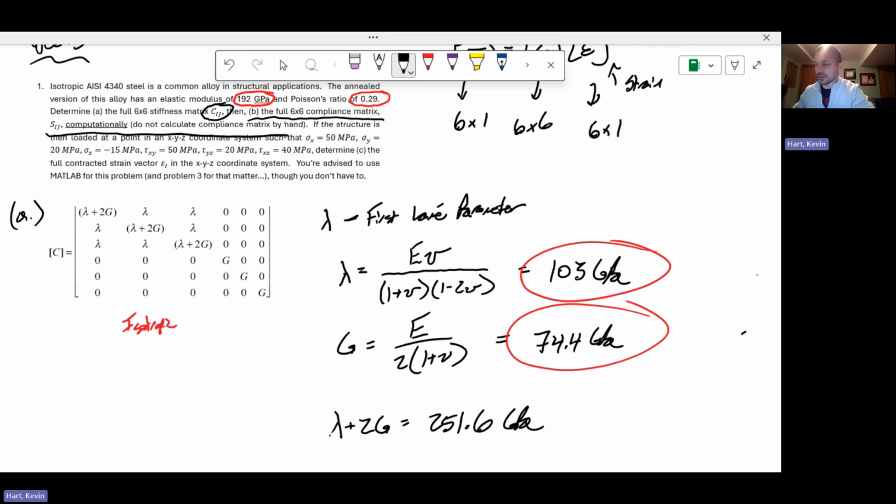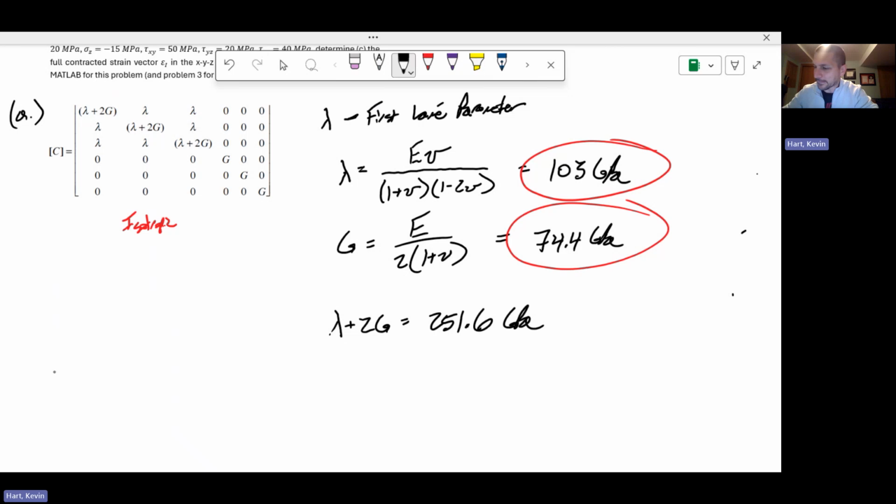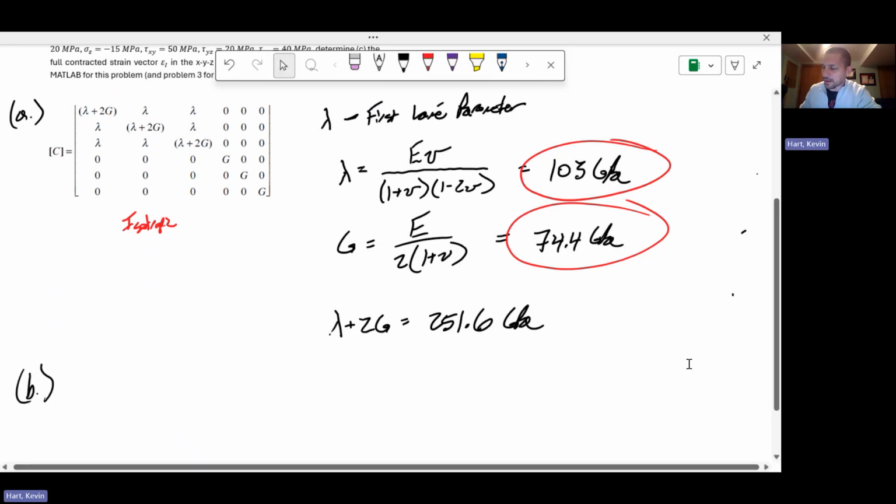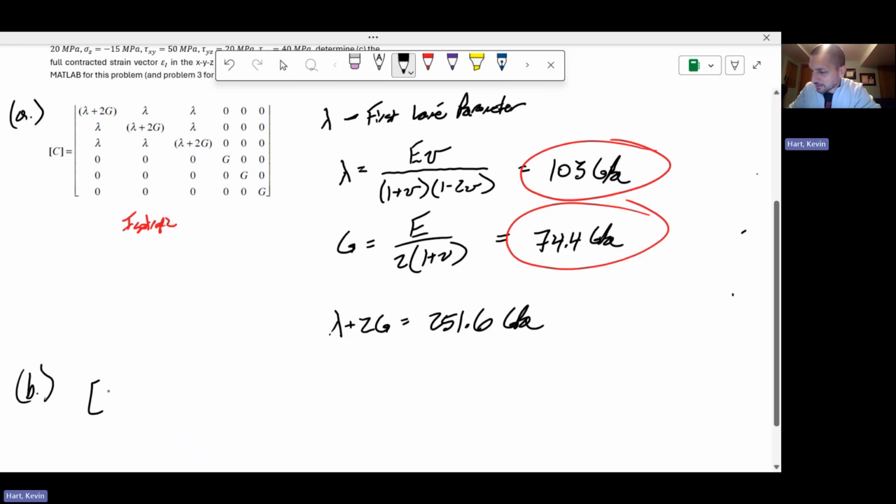All right, so it says do not do the compliance matrix by hand. That's because that would be a nightmare. It's not impossible, but it could be done. The easier way is to just say the compliance matrix S is the inversion of the stiffness matrix C. So after you've figured out and populated this stiffness matrix C, go to MATLAB, go to Excel, whatever you want to do, and do this inversion here.